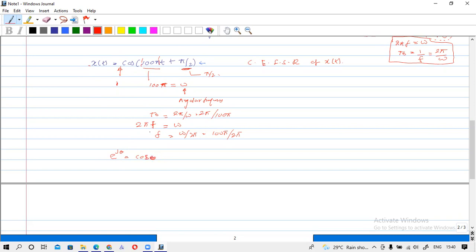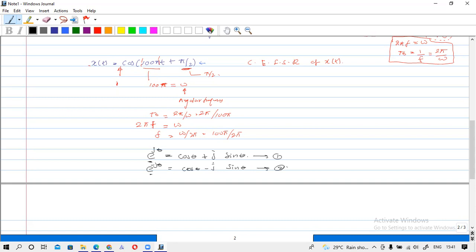Okay, e to the j theta equals cos theta plus j sin theta, and e to the minus j theta is equal to cos theta minus j sin theta. So these are the Euler formulas. Using these Euler formulas, we can represent any sinusoidal signal as complex exponential terms.